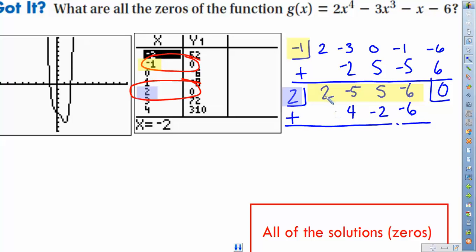Let's see here. Brought down a 2, right? So 2 times the 2 should make the 4. Negative 5 plus 4 should give me negative 1, right? Where is my mistake? Interesting. 5 plus negative 2, that should give us negative 3. Negative 6, if everything went well, we should have a 0 right there. Is anybody else pointing out this mistake that I'm missing here?